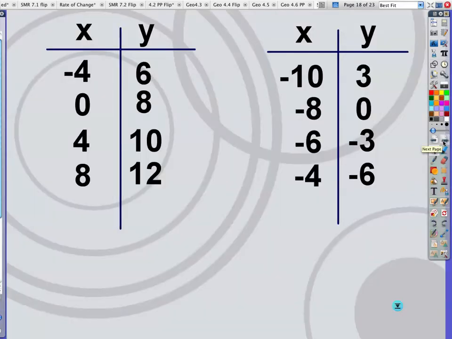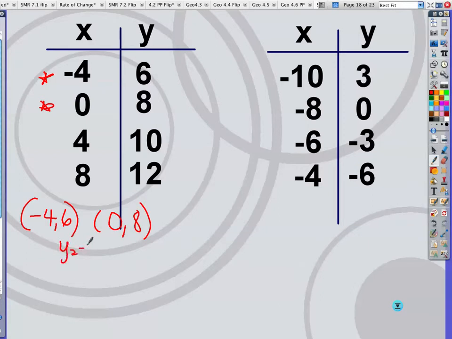Okay, so here's a table of values. You can pick any two off of this table. I'm not going to show you with every single one, but let's just pick the first two. I have the point -4, 6, that's the ordered pair, and I have the point 0, 8, my other ordered pair. y2 minus y1 over x2 minus x1. y2 is 8 minus 6, and then x2 is 0 minus -4. Oh, that's crazy. 0 minus -4. This is actually 8 minus 6 over 0 plus 4.